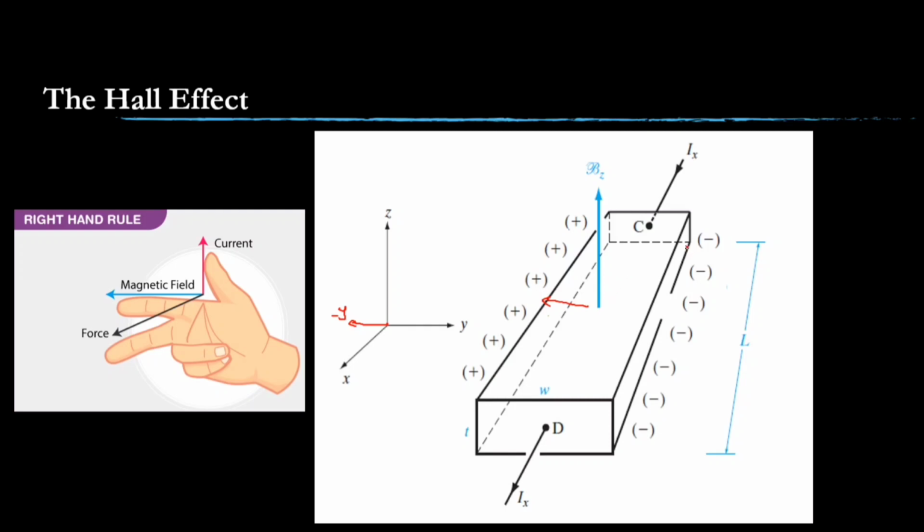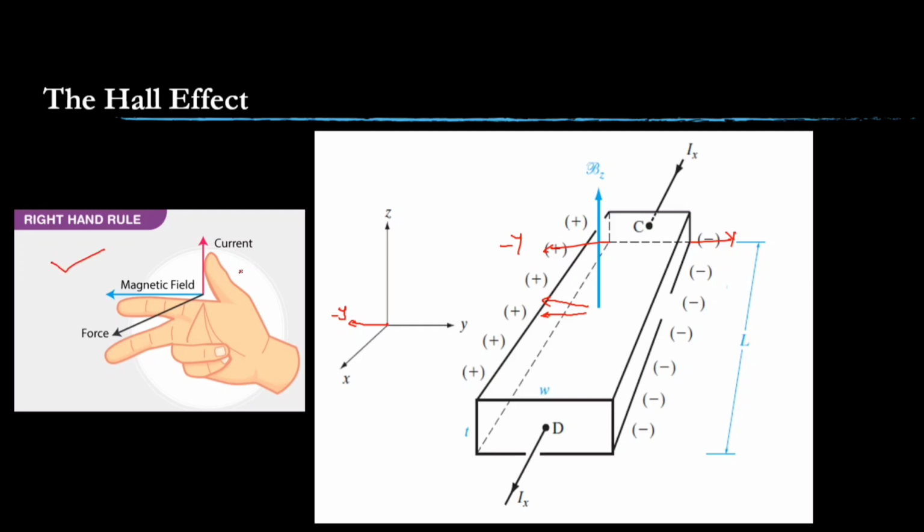This is my y direction, and obviously this is actually minus y direction. The individual holes experience a force in this direction. How do I find out the direction of the current? Use the right hand thumb rule.